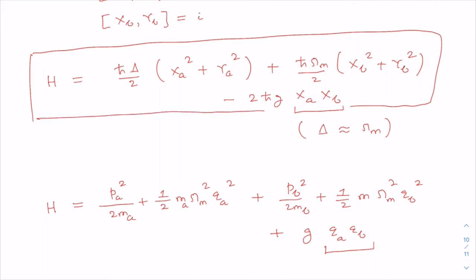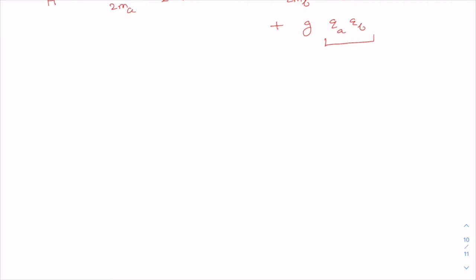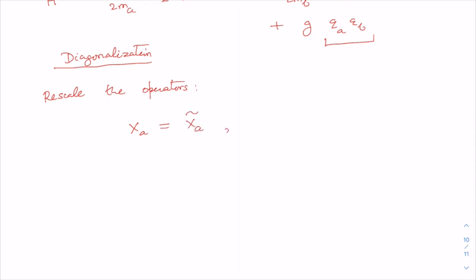To diagonalize this Hamiltonian, let us rescale certain parameters, rescale the operators. So I take x a to be equal to x a tilde. I am not going to disturb the optical oscillator, it would remain the same. But for the mechanical oscillator, I take x b is equal to x b tilde square root of omega m by delta, and y b is equal to y b tilde square root of delta by omega m.